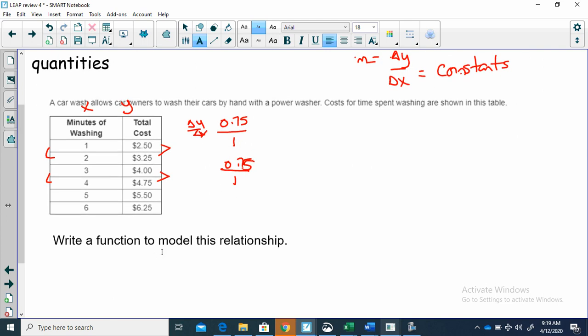Write a function to model this relationship. We know when we're talking about modeling a linear relationship, it's y is equal to mx plus b. I don't know what the b is because I don't have 0 minutes here. I could work my way backwards and find b. I know that the difference here was 75 cents. The difference here is 75 cents, and here, and here, 75 cents each time.